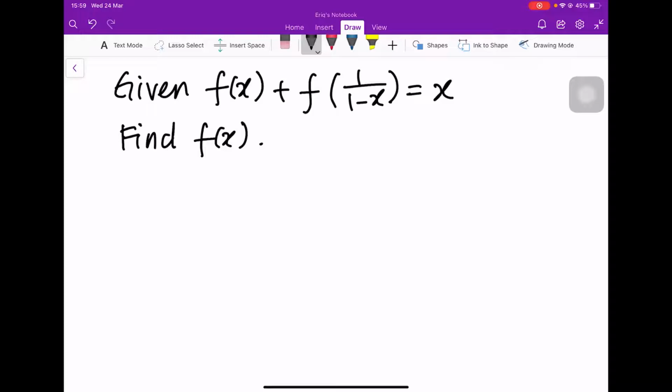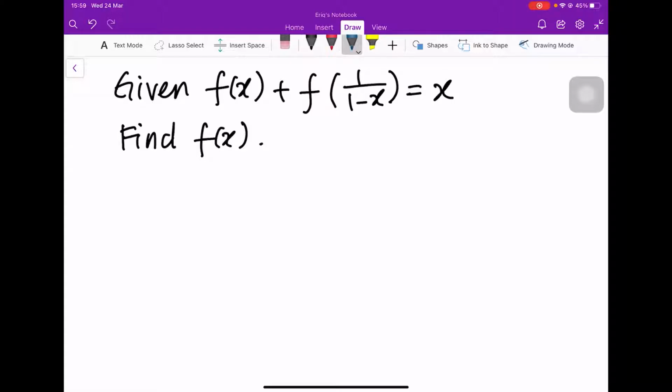Okay, today I will discuss a KBAK question from the function chapter. So this is what we call a functional equation, and our goal is to find f(x). What you have to know is that in the concept of function, the function will be the same no matter what variable you plug into it.